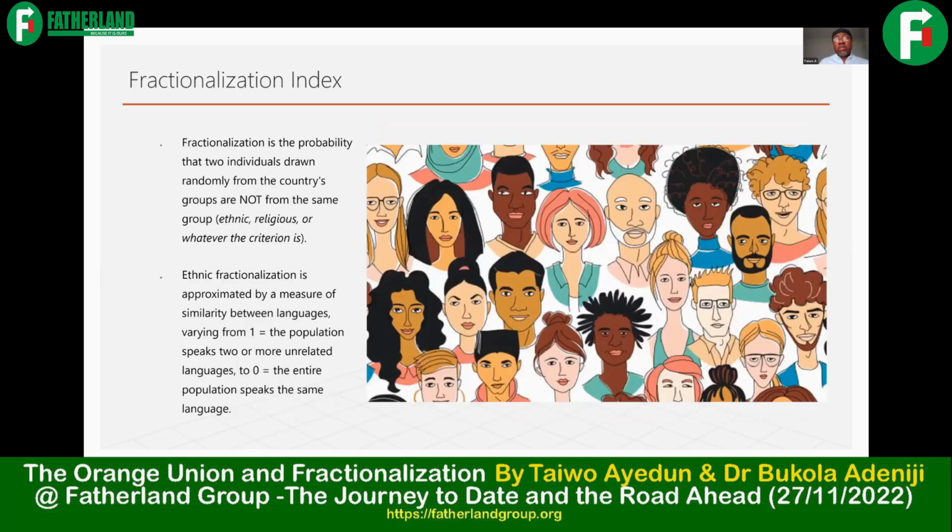Then one other thing we looked at, and this one, you could say that in order for us to begin to solve a problem, you have to have some theories. So we did have some theory that the level of fractionalization may impact good governance. And by looking at this index, we're able to correlate the performance on the other indices with this one to see whether there's any pattern. So fractionalization is the probability that two individuals drawn randomly from a country's groups are not from the same group. It is an approximate measure of the similarity between languages, varying from 1, meaning that the population speaks 2 or more unrelated languages, to 0, meaning that the entire population speaks the same language. Obviously, there is no country with a perfect score of 0, meaning that they are extremely non-fractionalized. So most countries range between over 0 and under 1.